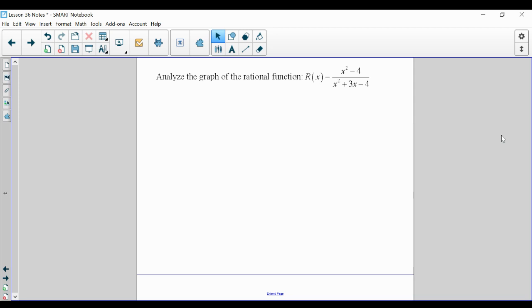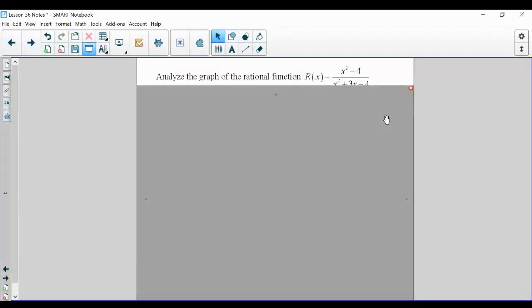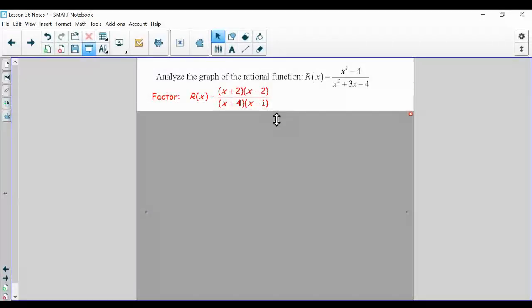So we want to analyze the graph, so I actually want to graph that particular function. So notice here that the degree is 2 on your numerator and 2 in your denominator as well. All right, so let's go step by step here. First step, this one particular one's not factored for you. Like I told you, most of the time it will be, but this would be the factorization of the numerator and the denominator. So we start off with x-intercept.